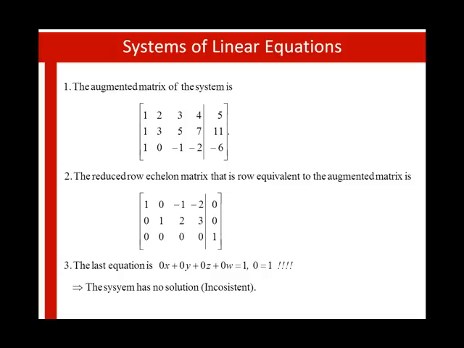We apply the row reduction techniques to obtain 1, 0, -1, -2; 0, 1, 2, 3; and a row of zeros on the left hand side. Then on the right hand side, we have 0, 0, 1. As you can see from the last equation, what we have is 0x + 0y + 0z + 0w = 1, which is impossible. This is an inconsistent system that has no solution.